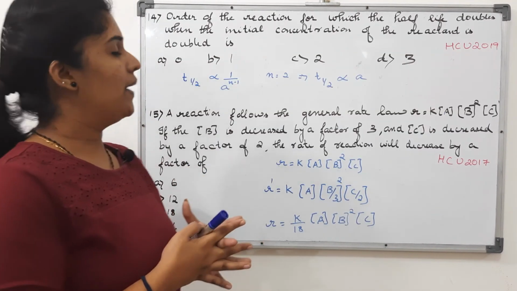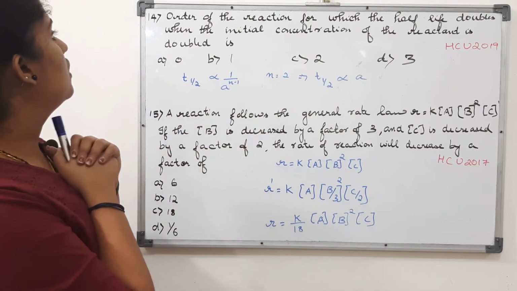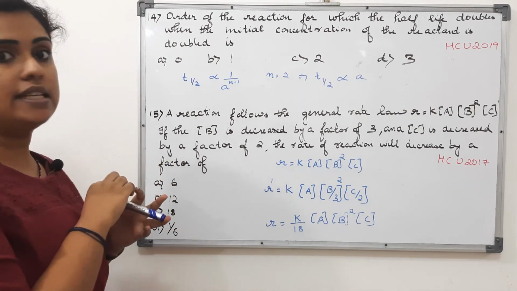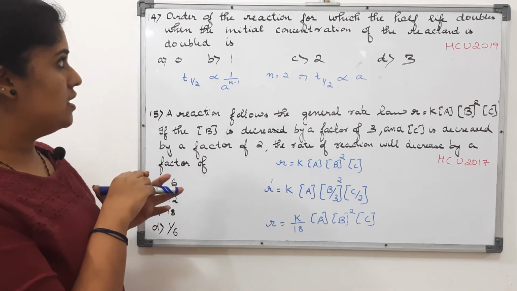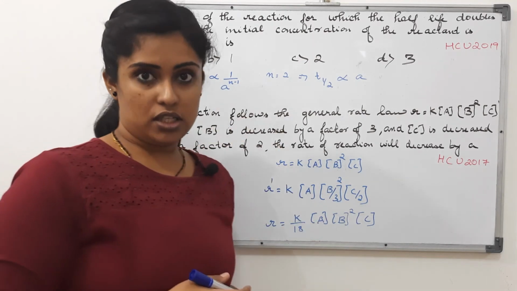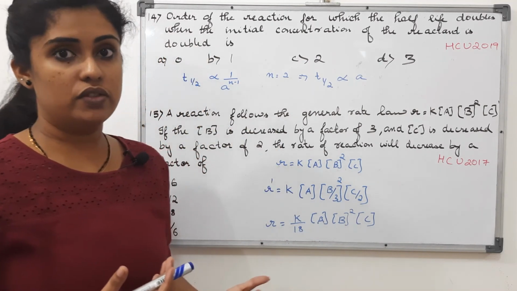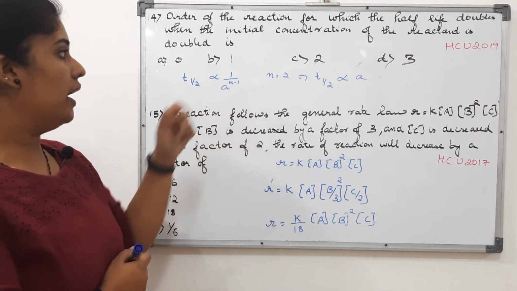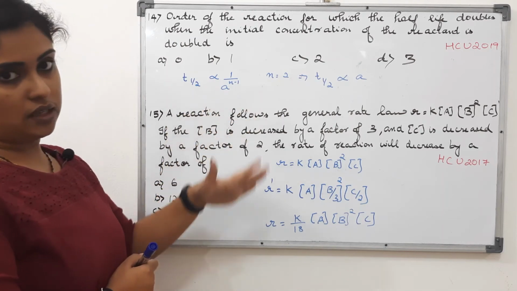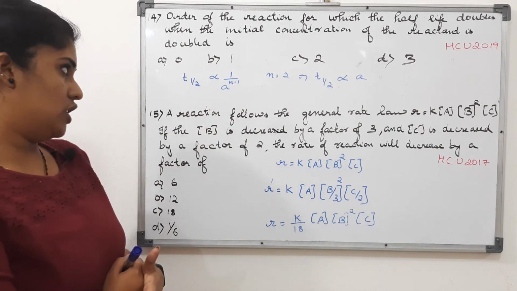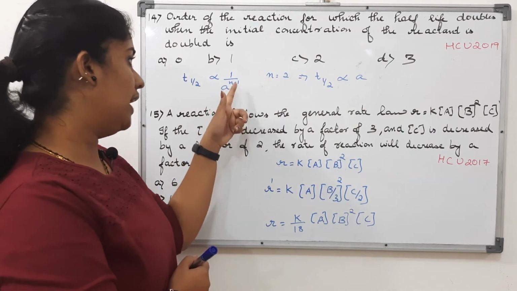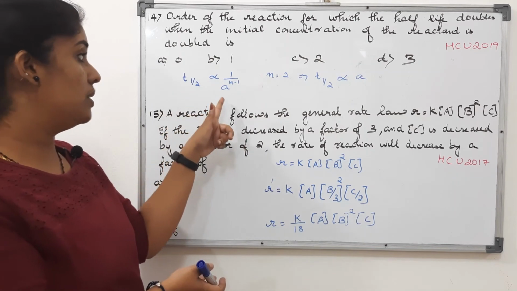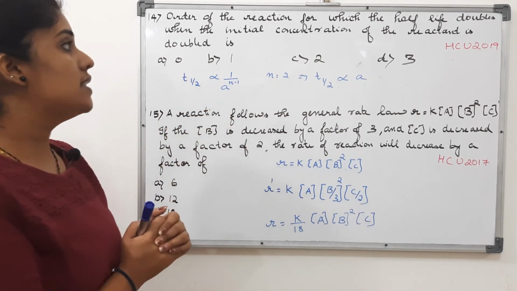Here's one more HCU question, a 2019 question: the order of the reaction for which the half-life doubles when the initial concentration of the reactant is doubled is dash. So in this question, it is told that when you double the initial concentration, the half-life is also observed to double. Okay. So we know that T half is proportional to 1 by A power n minus 1, and this is a general equation for half-life for any nth order reaction, and we need to find the value of n such that when my initial concentration increases, T half also equally increases, that is T half is going to be directly proportional to A. So which is that n value?